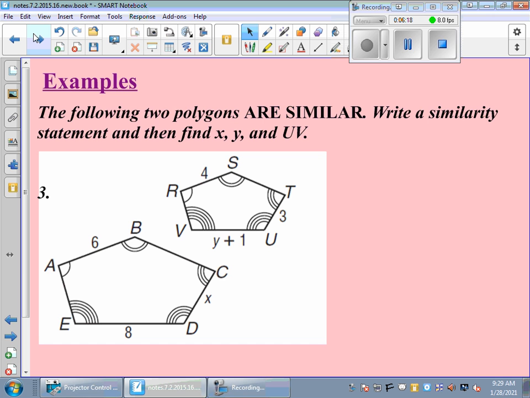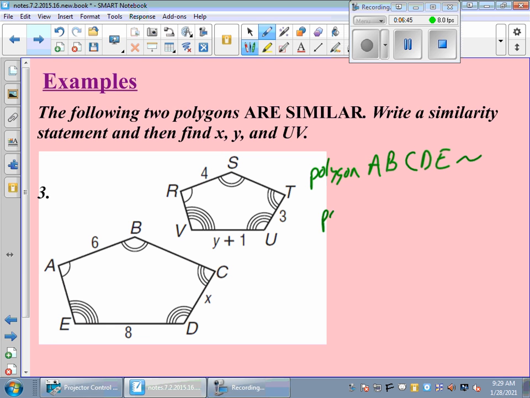Okay, next slide here. They say that the two polygons are similar. Write a similarity statement and find x, y, and UV. So start with a similarity statement. So polygon, and I usually start with A, B, C, D, E is similar to, and what do you have to match it up with? What is it similar to?